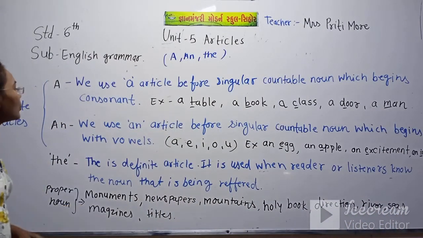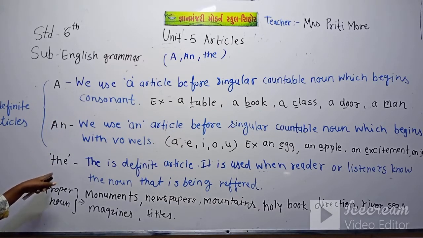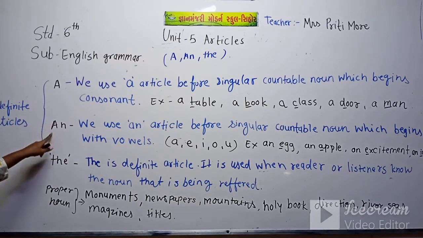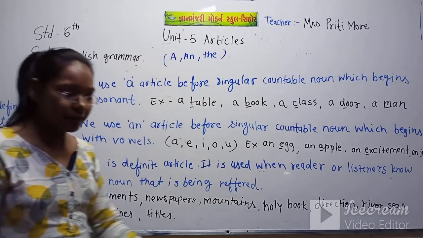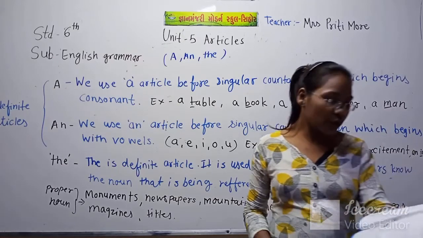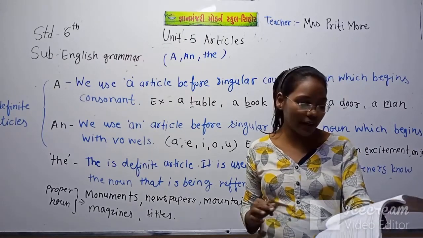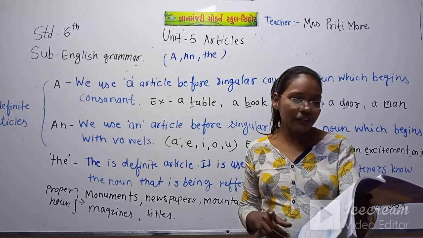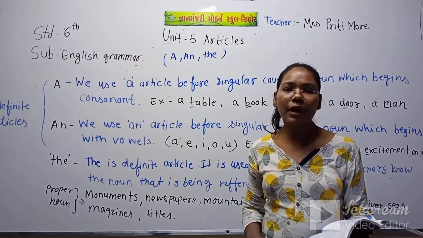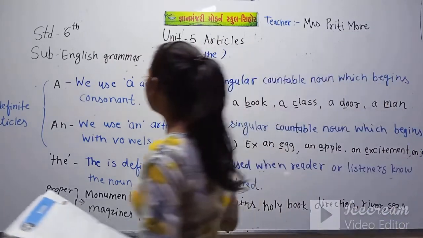You understood when to use a, an, and the articles. A and an are the indefinite articles and the is the definite article. Now the focus exercise is there. We have to use a, an, or the article to complete the paragraph. There is one paragraph and we have to complete it with appropriate articles. So I just rub this.